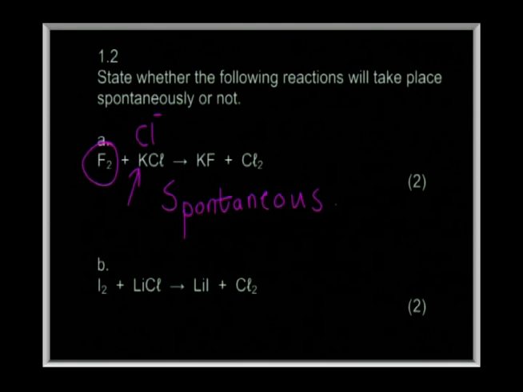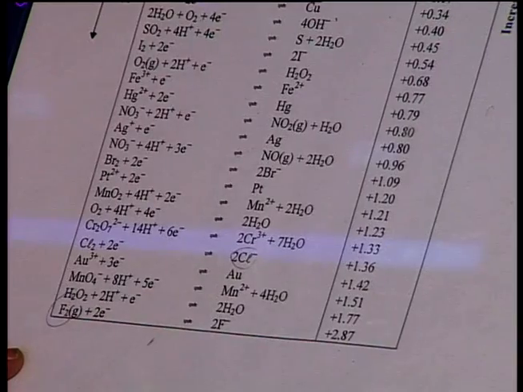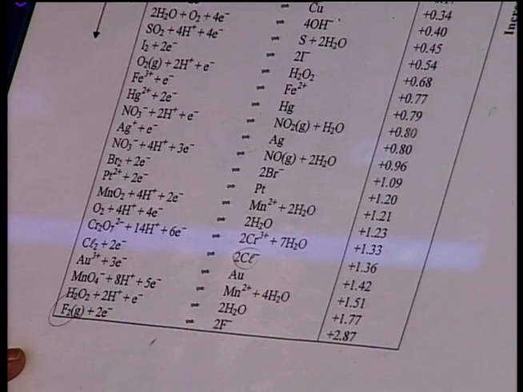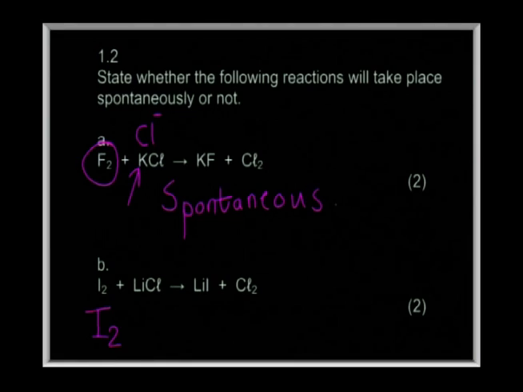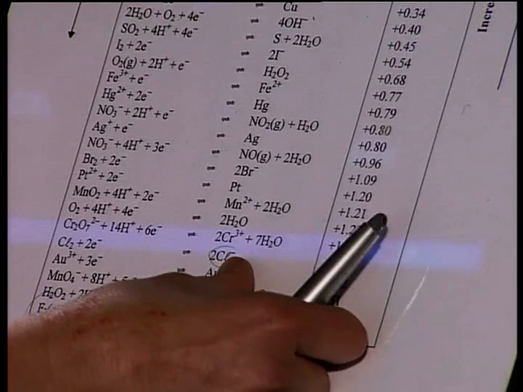Okay, now let's have a look at the next one. In the next one, we've got iodine reacting with lithium chloride to give us lithium iodide and chlorine. Now, this reaction is not spontaneous. I'm going to consult my half reaction table again, and let's just quickly have a look. Now, my role players in this one will be I2 and Cl minus. Right, so let's have a look and see if we can find these guys. I2, Cl minus I've already found just now. There it is.